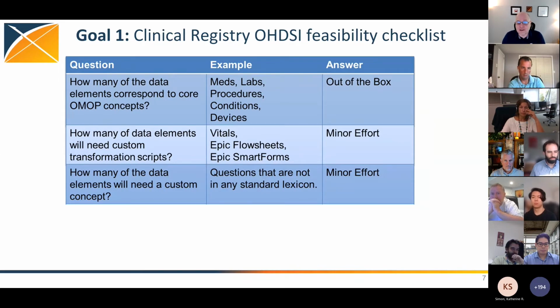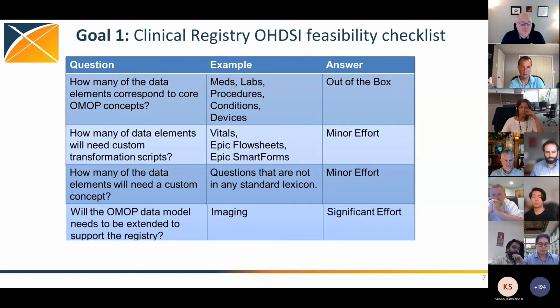and figure out ways to have those questions added into a standardized lexicon. And then it gets more involved when you say, what if they need to extend the OMOP data model to support the registry? This could be like wanting to include imaging features or other types of aspects or relationships that are not typically in the OMOP data model. We haven't seen too many registries needing to extend the OMOP data model, but this certainly requires a little bit more effort.